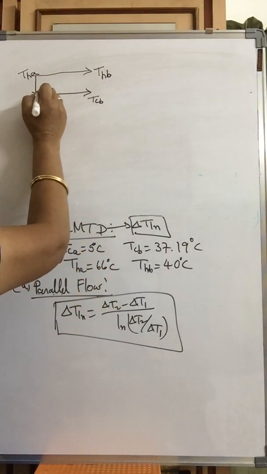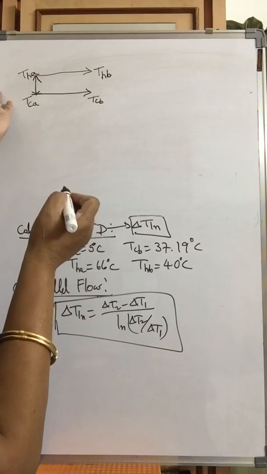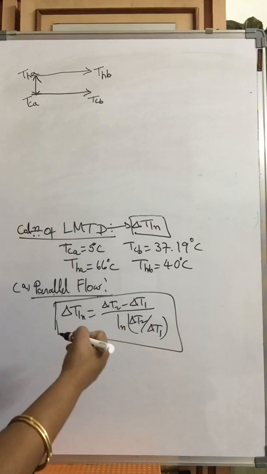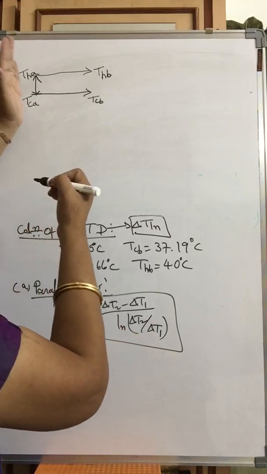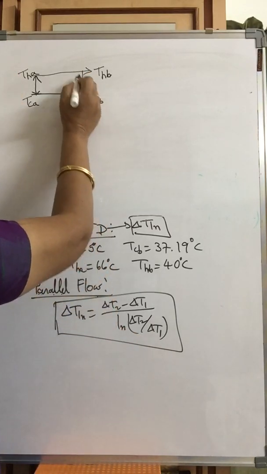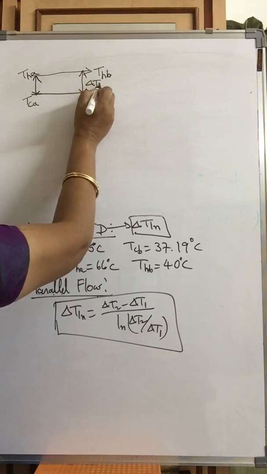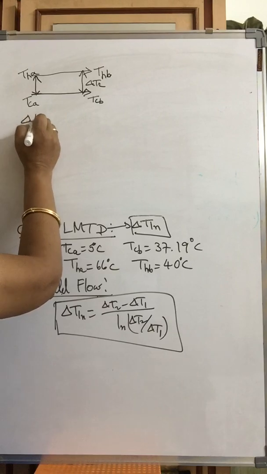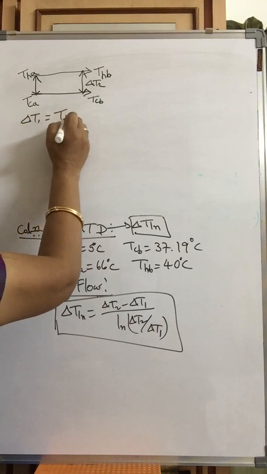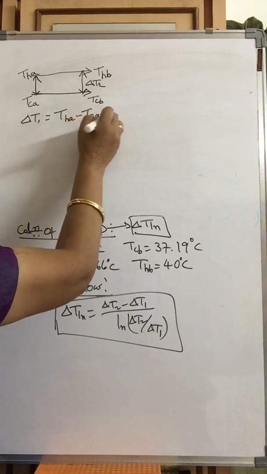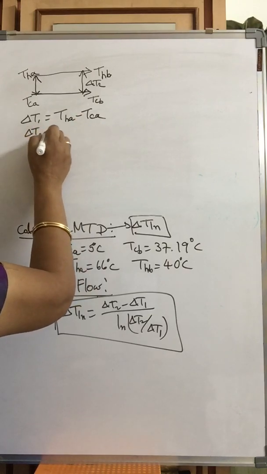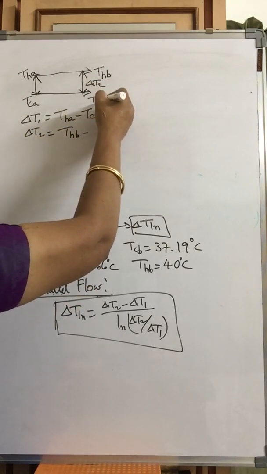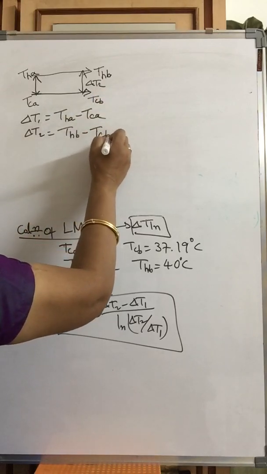So delta T1 is always at the entrance. That is fixed whether it is parallel flow or counter flow: delta T1 is always at the entrance, delta T2 is always at the exit. So in parallel flow, what is delta T1 here? THA minus TCA. Delta T2 is equal to THB minus TCB.